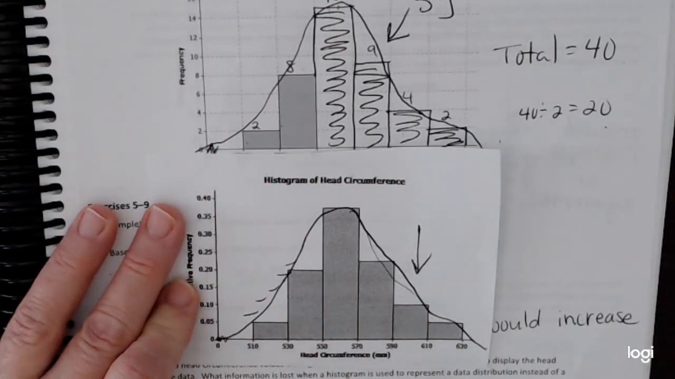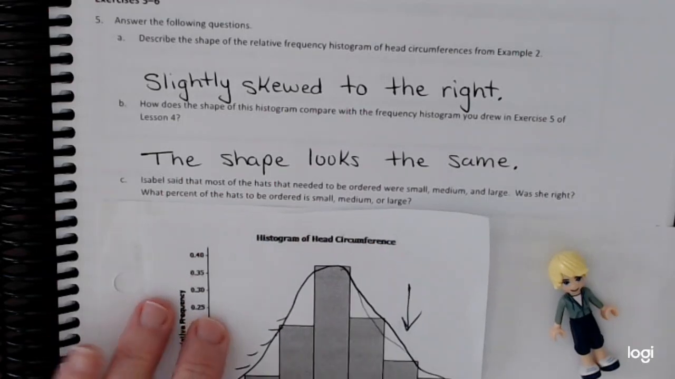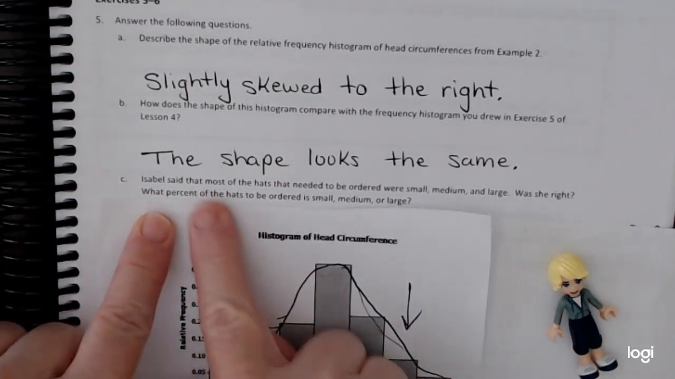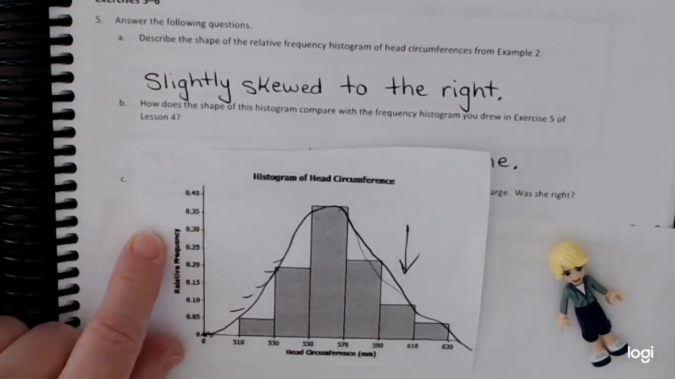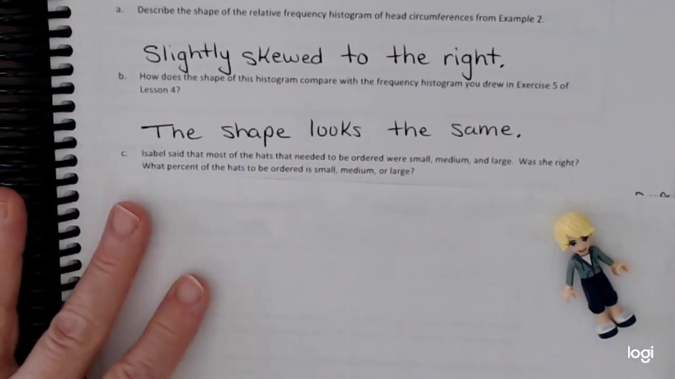So let's go back, and on my paper we're going to write down our answer. As we are back here at problem B, it says how does the shape of the histogram compare? Well, we just looked at both of them and the shape looks the same. The shape is the same, it's just the labels were different. So go ahead and write that. And then the next question we have actually already answered as well.